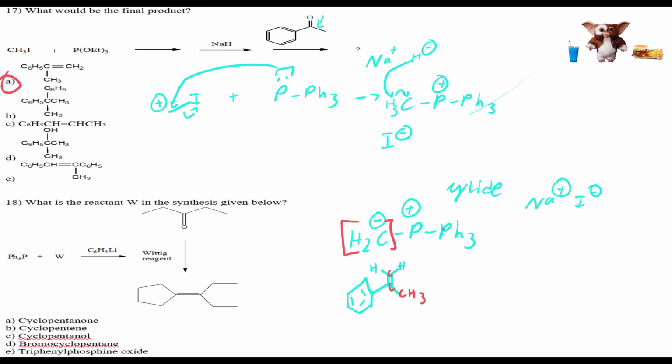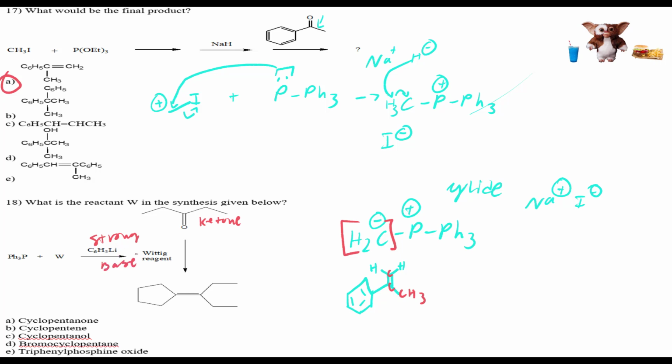Okay. So number 18, what is your reactant W in the synthesis given below? So we went from a ketone, we did a Wittig reaction, which is basically with ylides and whatnot, and we formed a double bond with another structure. Okay. Well, we have our triphenyl, we have to make our ylide. We have to make it. And I know that this right here is a very strong base.